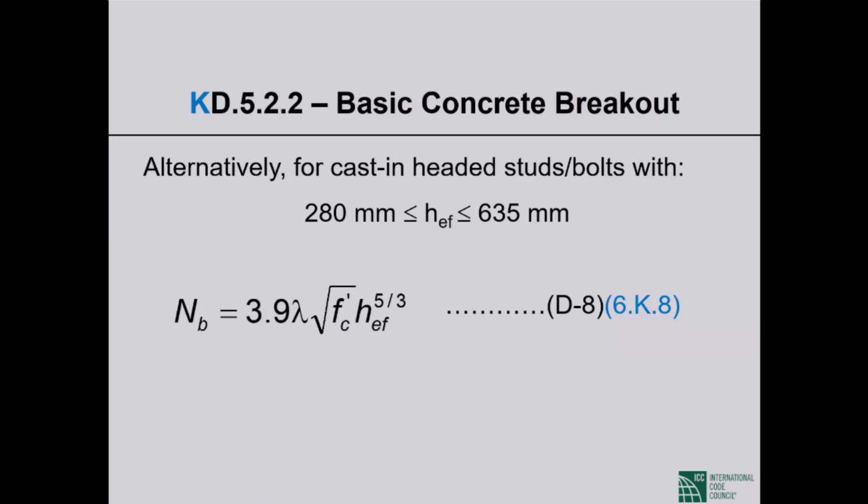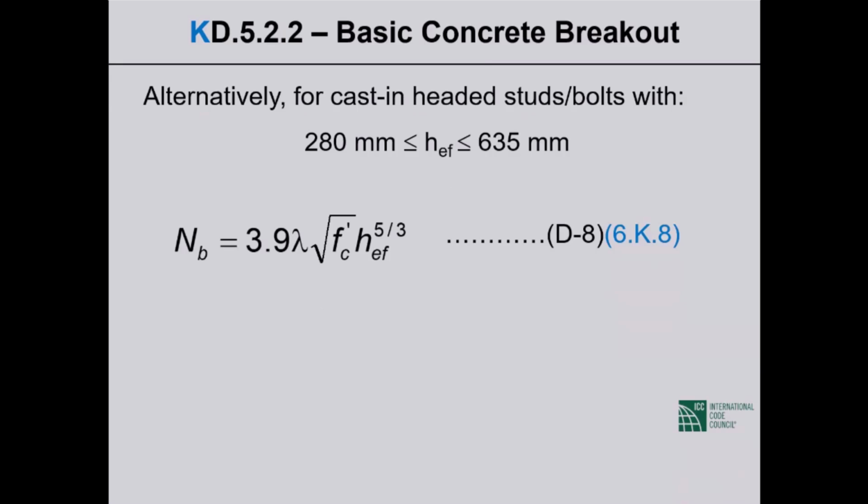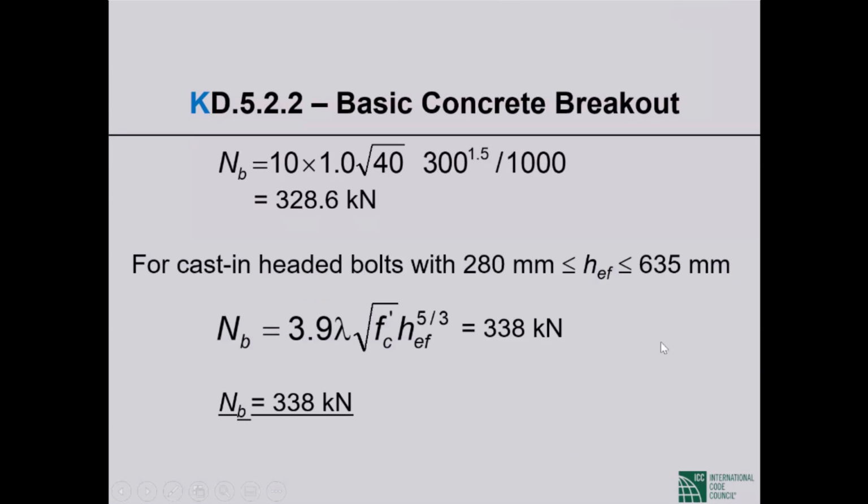So by the first equation, the basic breakout strength comes out to 328.6 kilonewtons. By the second equation, which is applicable in our case because our embedment depth of 300 millimeters is between 280 and 635, we get a breakout strength of 338 kilonewtons. We are free to use the larger of the two. So our breakout strength is 338 kilonewtons.